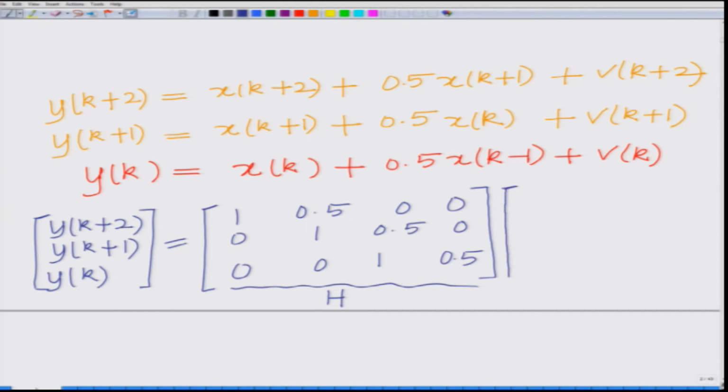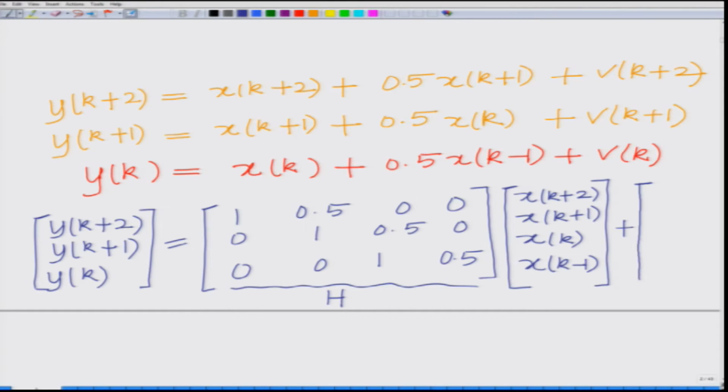This is the matrix H times xk plus 2, xk plus 1, xk, xk minus 1, plus we have the noise vector, that is Vk plus 2, Vk plus 1 and Vk. We said this is the received vector y bar of k, this is the transmitted vector x bar of k, this is the noise vector v bar of k.